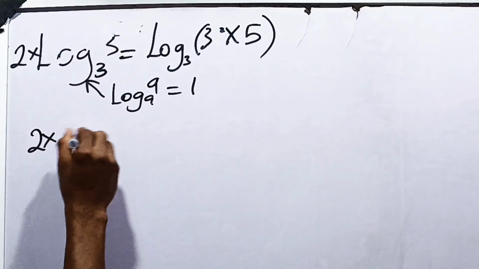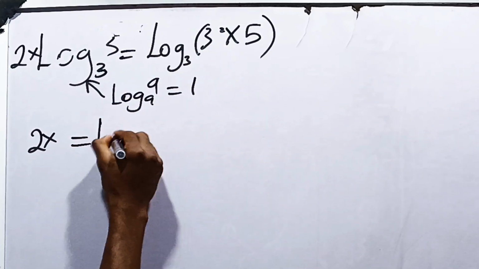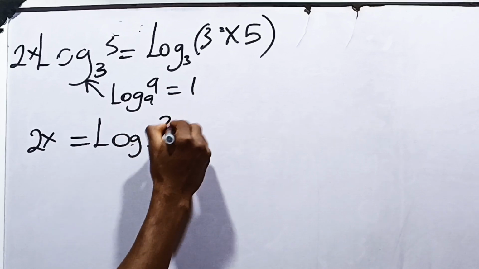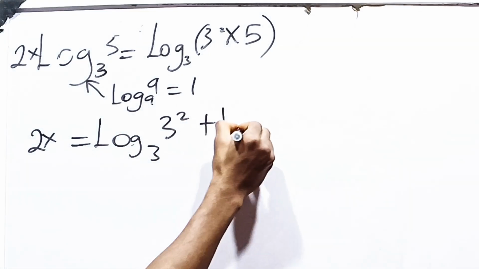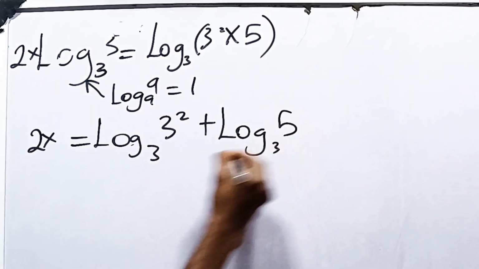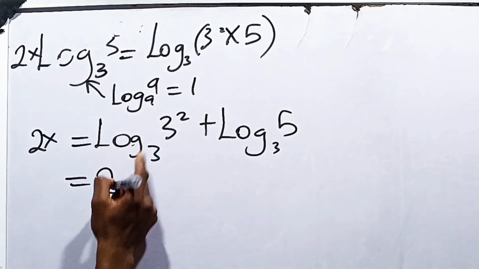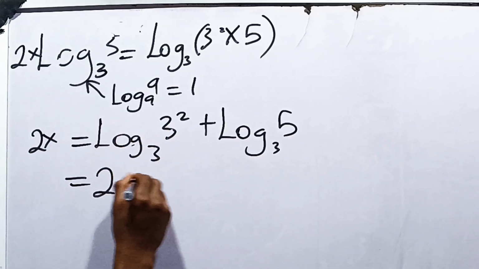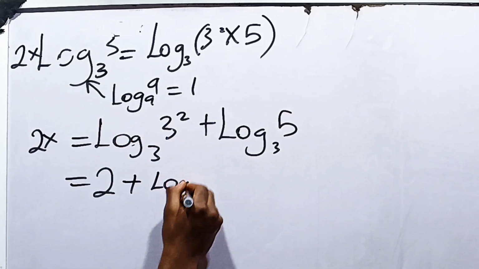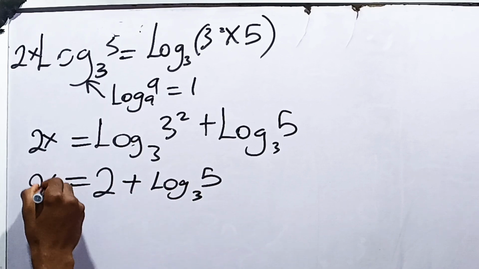It's equal to, now when you have multiplication in log, you split up and put plus, so we have log of 3 squared, then plus log of 5 in base 3, okay? Then this is equal to, again we have 2 multiplied by log of 3 to base 3 is 1, alright? Plus log of 5 to base 3, okay? And remember this is equal to 2x.